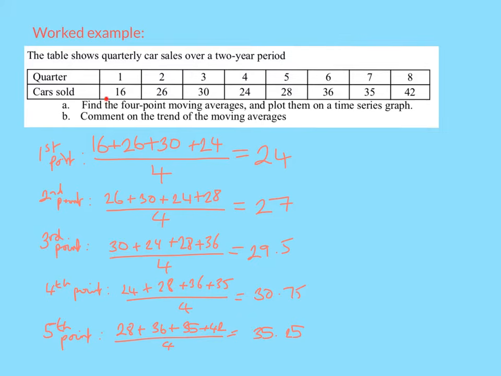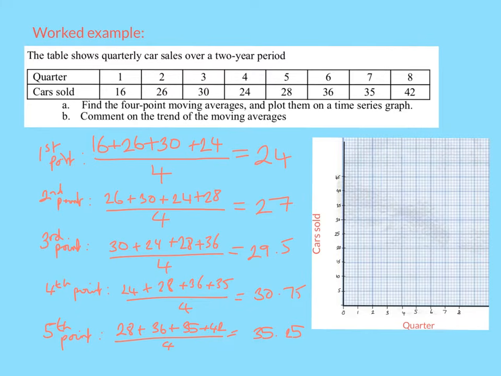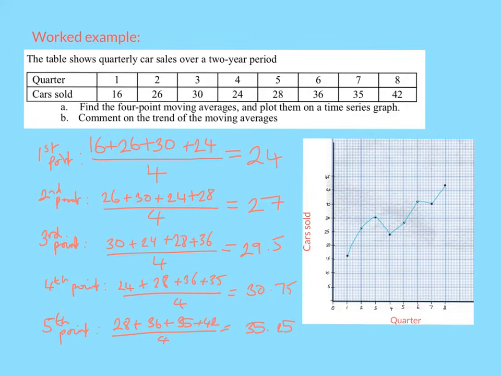So we found the 4-point moving averages, and now we need to plot them on a time series graph. Here are my axes, and first of all, I'm going to plot the normal time series with this data here, which you learnt how to do last time. Okay, so there's our time series graph, and you might want to pause now so that you can draw your own time series graph on your worksheet. We're now going to look at plotting the averages.